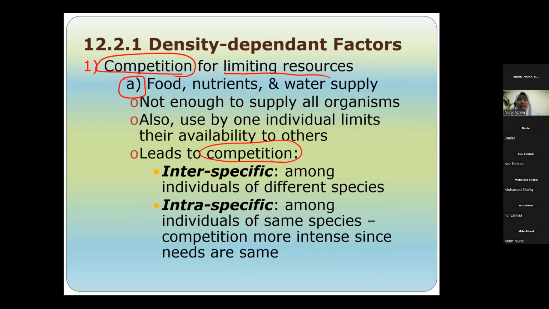competition. Alright. So there are 2 types of competition. Inter-specific competition and intra-specific competition. So inter-specific competition is competition among individual of different species, whereby intra-specific competition is competition among individual of the same species. And intra-specific competition is more intense. Kesan dia lebih teruk lah, because the need of organism are the same. Okay, right.